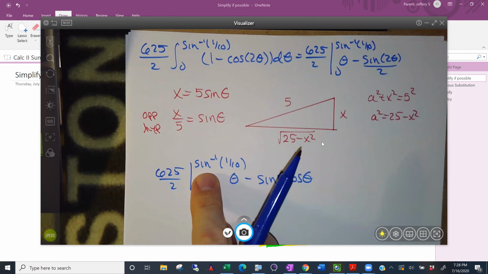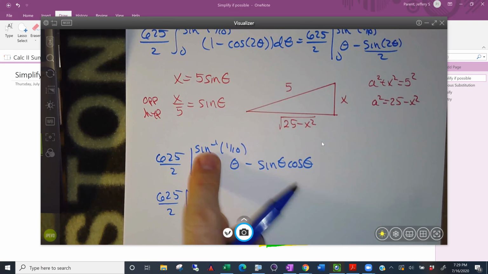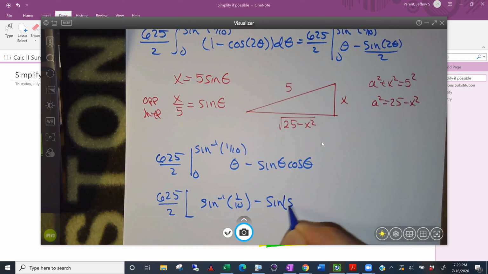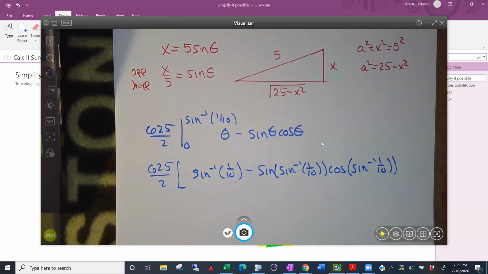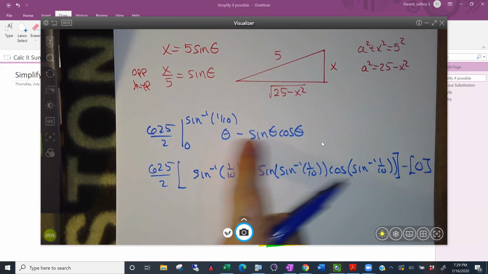So let's do some substitution. It's not looking really pretty, but it does work out. 625 over 2. Plugging this in, it's just the sine inverse of 1/10 minus sine of the sine inverse of 1/10 times the cosine of the sine inverse of 1/10 minus 0. So our lower limit just gives us a 0.